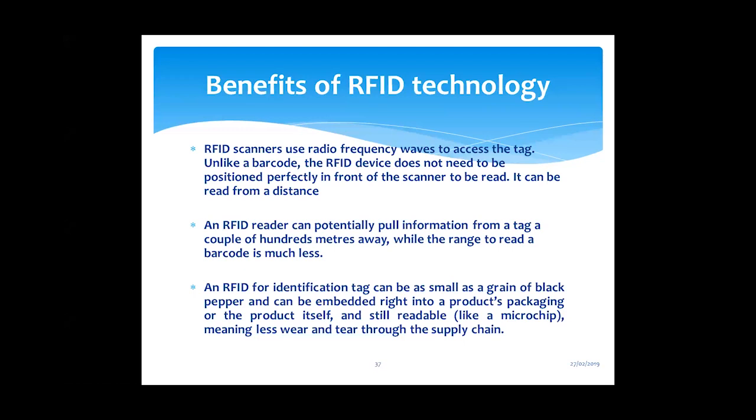Just briefly, one of the benefits of RFID is that it is as small as a grain of black pepper, and it can be embedded right into a product packaging or the product itself. So therefore, it is still readable. It acts just like a microchip, and so it can be read from a distance. Unlike a barcode, the device does not need to be positioned in front of the scanner. So all data can be read from a distance.